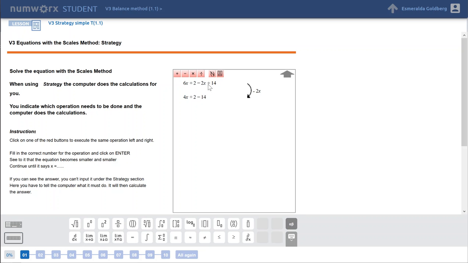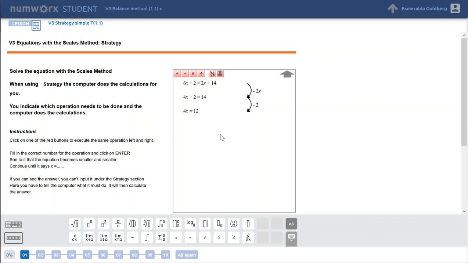So it notices that if I take away 2x on the right-hand side, then all I have left there is 14. On the left-hand side, if I take away 2 x's, 2 bags of x, I am left with 4 of those bags plus the 2 loose marbles. Now the next step is looking at the loose marbles, 2 on this side, 14 on the other side. I can take away 2 marbles on both sides, and then the scale will still be in balance. So I press minus again, and then I just type 2, and the computer says that 4x needs to be 12. This means 4 of those bags of marbles weighs 12, so 1 bag has to weigh 3.